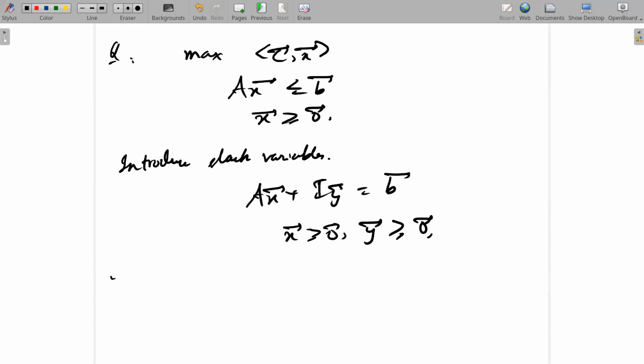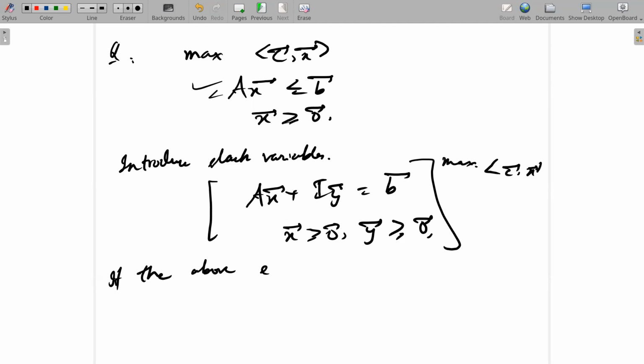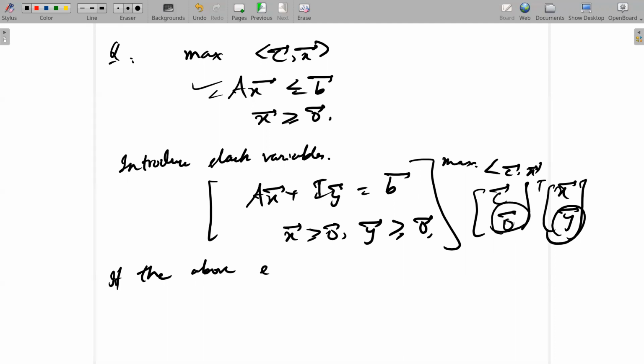So if we are going to use that theorem, we'll say that this problem is now equivalent to this one. The cost function is still maximizing C dot X. So essentially your cost vector has become C padded with a bunch of zeros, transpose X padded with a bunch of Y's. So here your vector is X comma Y. You have these new variables, but the cost associated with them is 0, because ultimately your goal is to maximize this function C dot X.